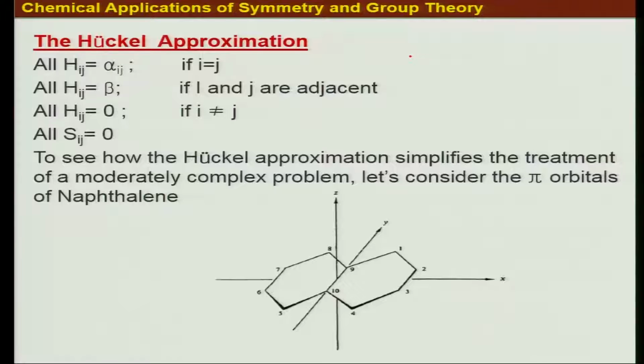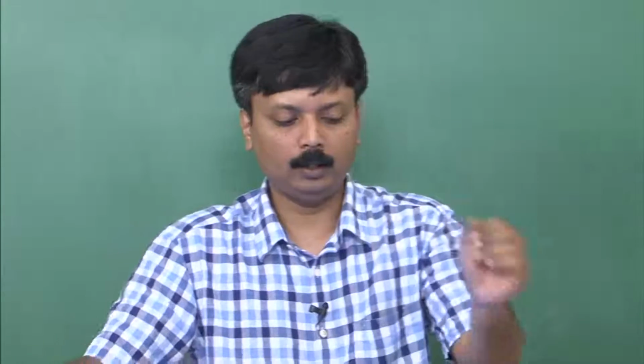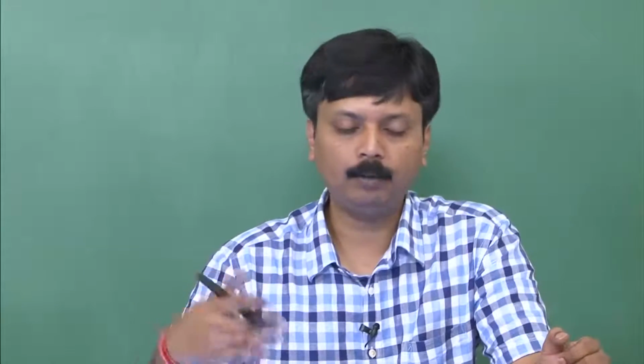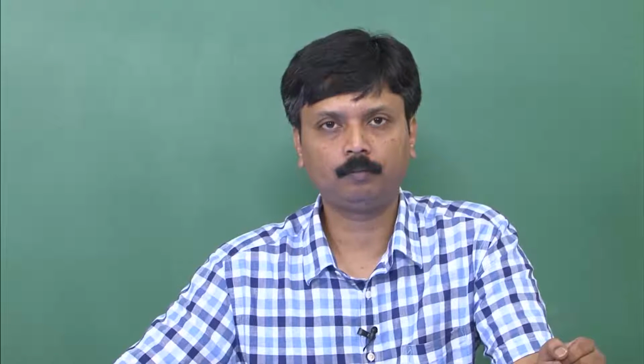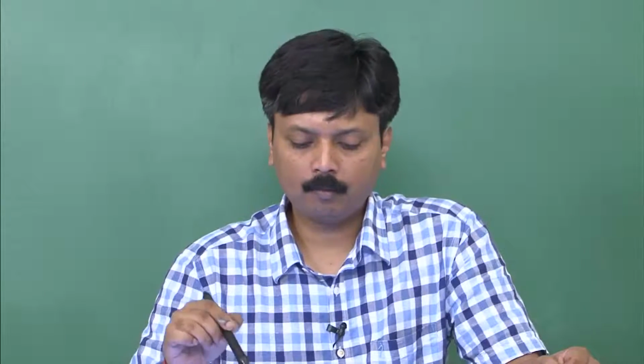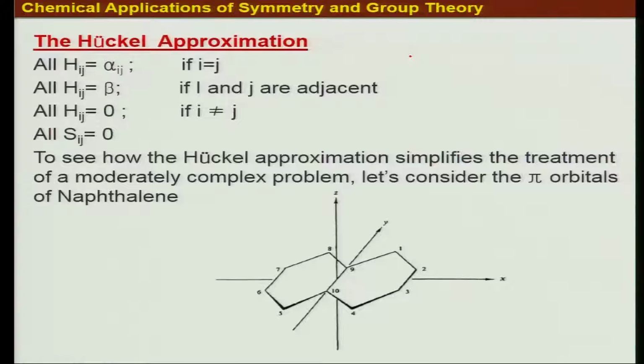Alright, so if I consider a special case when i equals j, then I have Hii. This Hii is alpha, and this alpha is taken to be the 0 of the energy. We will talk about that in detail later when we take a particular example. And the overlap integral is taken to be 0 under the Huckel approximation. So with these approximations, we will now see how it simplifies the treatment of a somewhat complex problem.